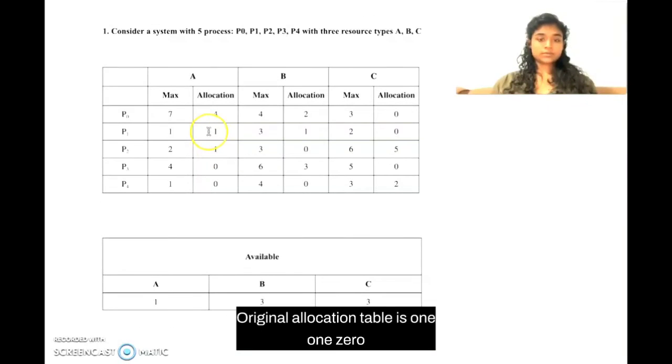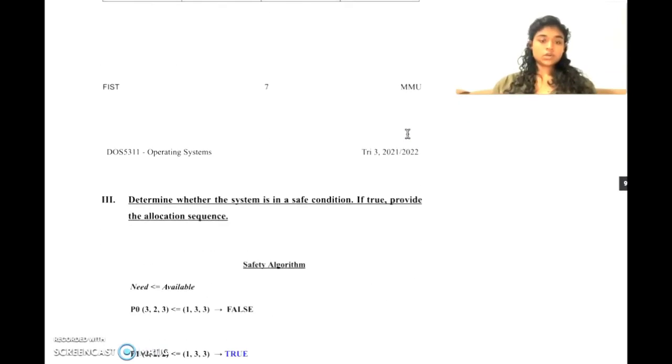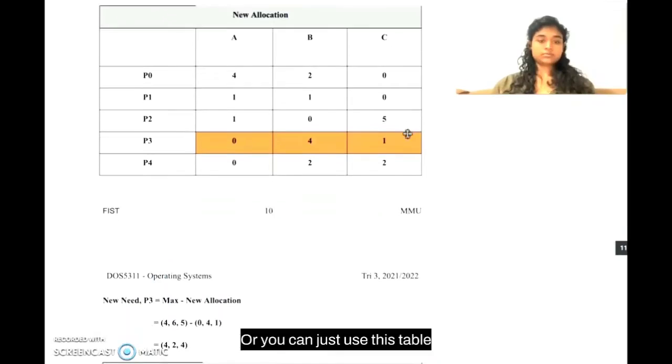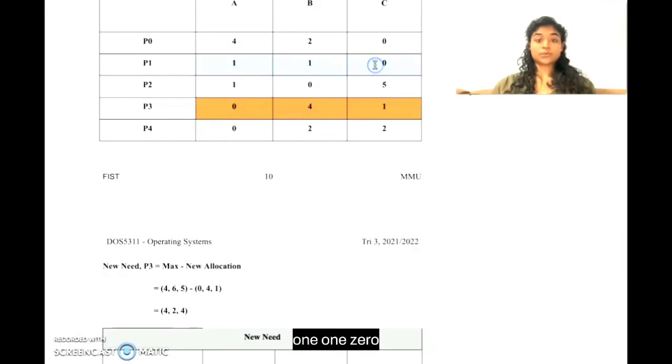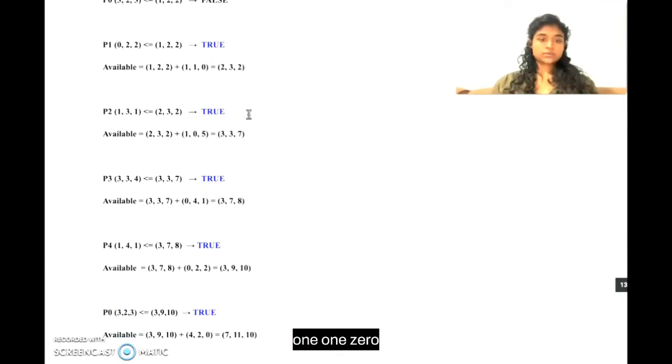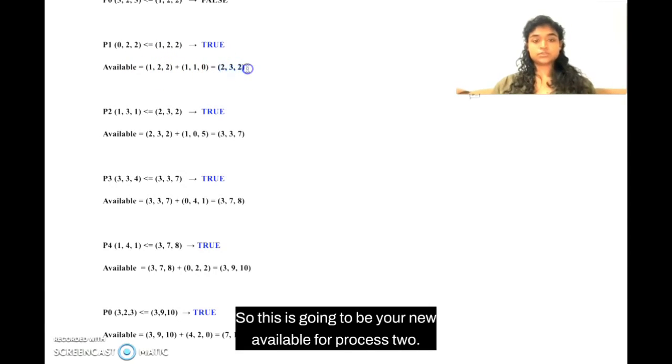Original allocation table is 1, 1, 0. Or you can just use this table, which is easy. 1, 1, 0. So 1 plus 1 is 2. 2 plus 1 is 3. 2 plus 0 is 2. So this is going to be your new available for process 2.